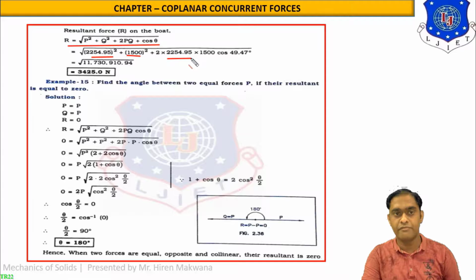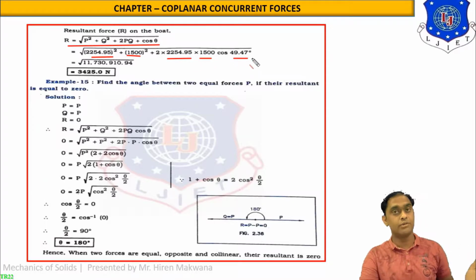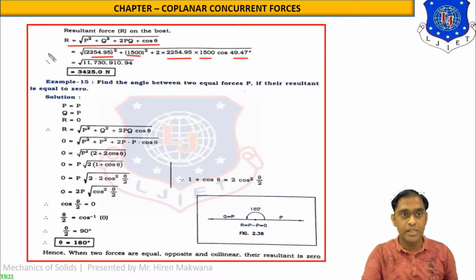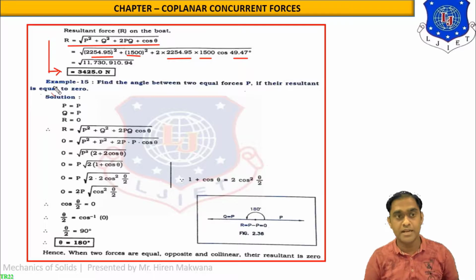P is available to you now. Q is given in the figure, and theta we have calculated 49.47 degree. So by simplification, you will get that R is equal to 3425.0 Newton. So this is the magnitude of the resultant. Let us see last numerical of this topic. Example number 15. It is very much important and last numerical of this lecture.